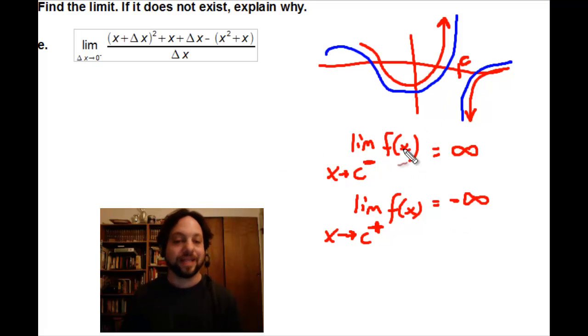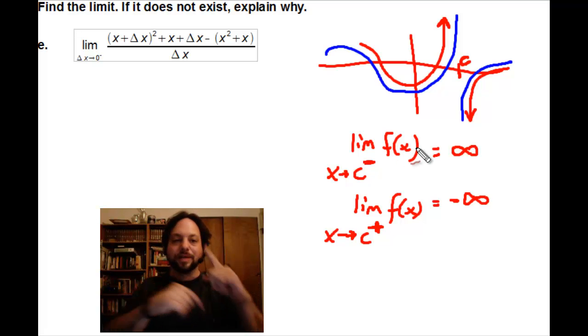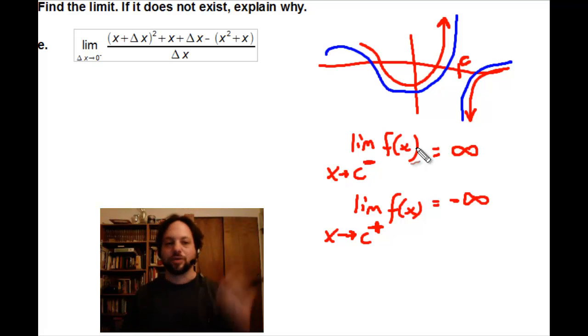Does this function have a limit at c? No, it doesn't. And that's because its two one-sided limits are different. Alright, so that's the idea of one-sided limits. Coming from the left, seeing where it goes. Coming from the right, seeing where it goes.